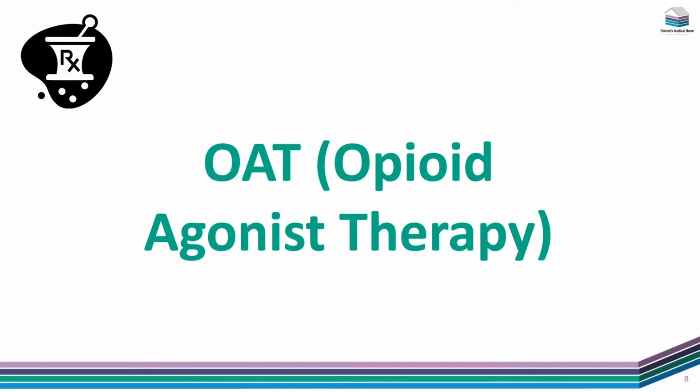OAT is opioid agonist therapy. It's an effective treatment for opioid dependency, or OUD. The treatment involves taking opioid agonist medications like Methadone or Suboxone to prevent those withdrawal symptoms, reduce the cravings, and support stabilization.